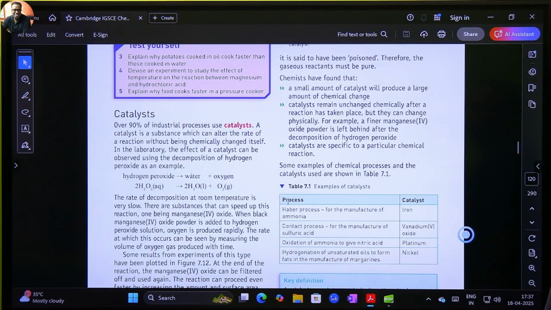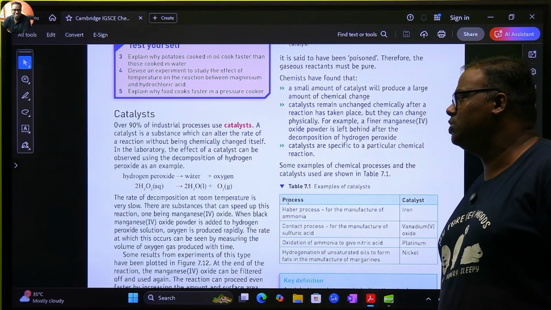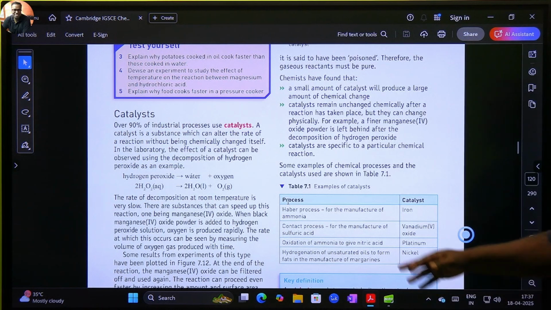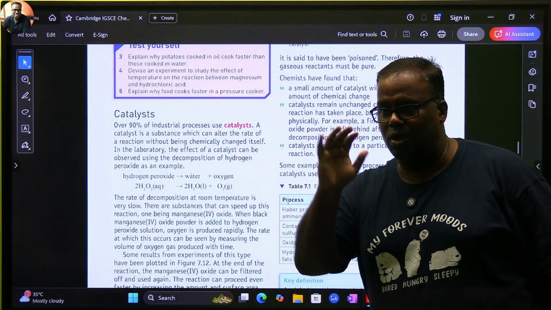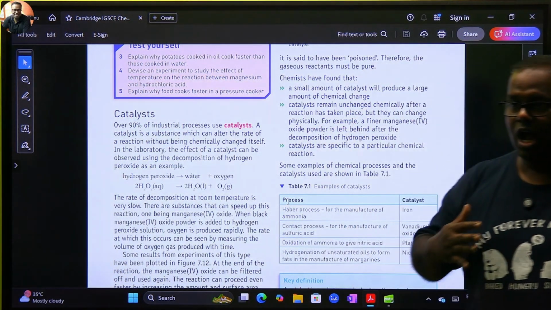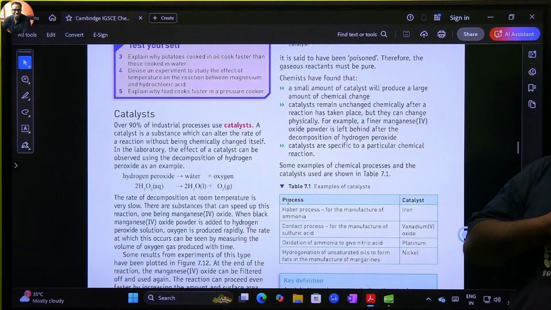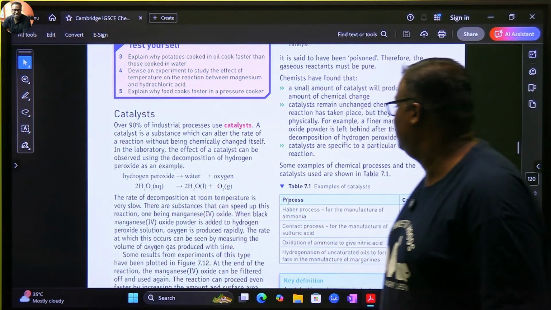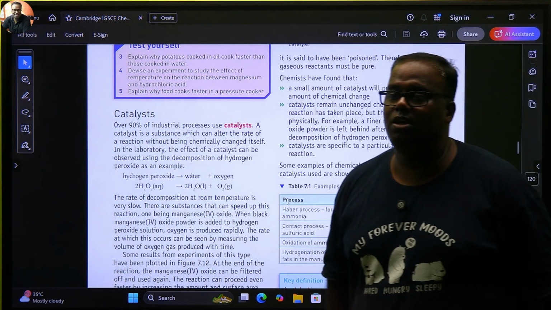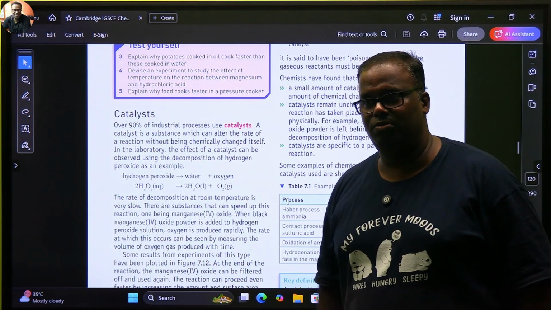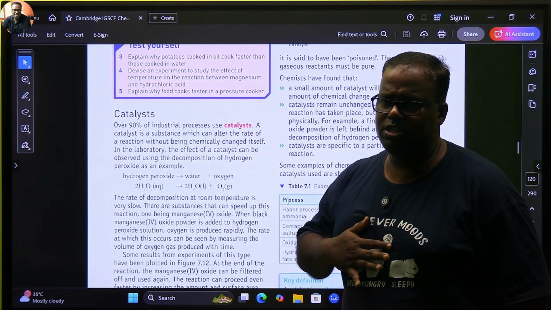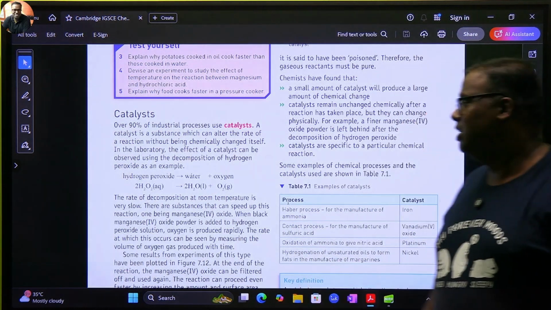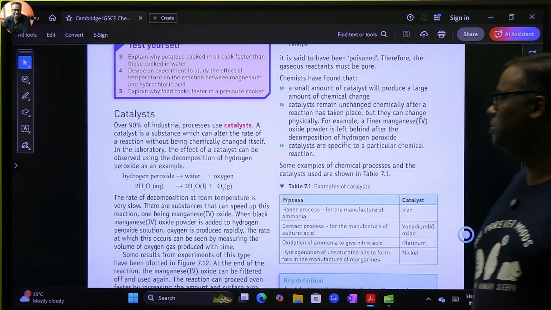So a catalyst chemically doesn't change itself. In the laboratory, the effect of a catalyst is observed in the decomposition of hydrogen peroxide. Hydrogen peroxide is H2O2. Hydrogen peroxide is not good. Our body produces hydrogen peroxide in the liver, and immediately there is a biocatalyst in our body, which we'll study later, that will break this hydrogen peroxide into water and oxygen in the liver. The moment hydrogen peroxide is created, it's broken down, right?